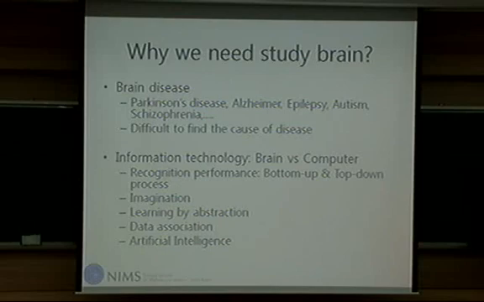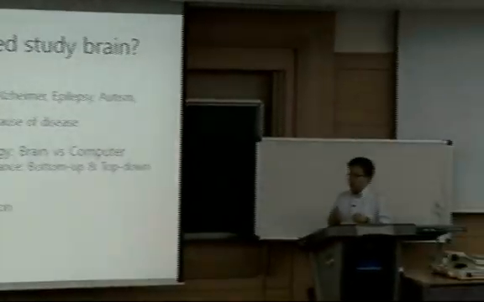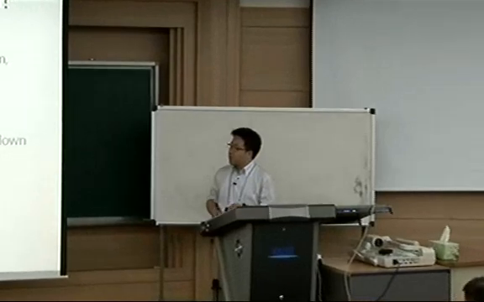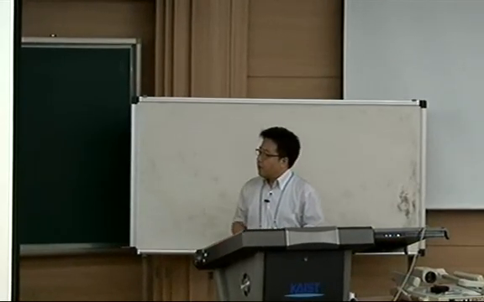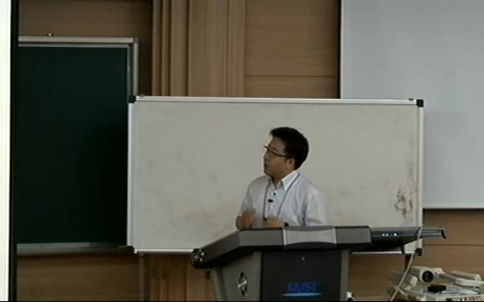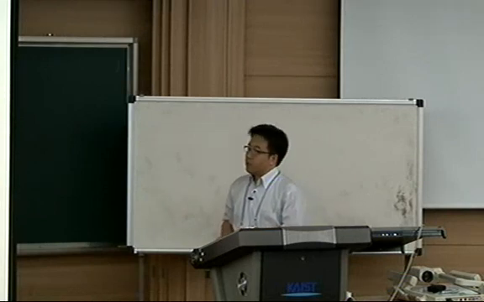Other things the brain can do better than a computer are imagination, learning by abstraction, and data association. Eventually, people think about artificial intelligence. As you know, artificial intelligence is developing, but it's still not enough to mimic the human brain. The people who study this technique need to understand the brain structure and how information is processed in the brain. That is the reason why we are interested in the study of the brain.